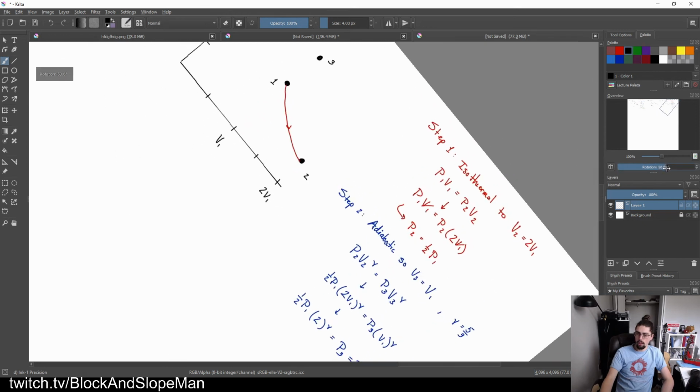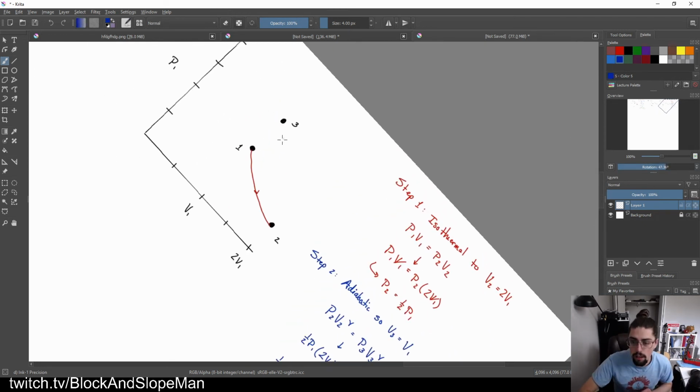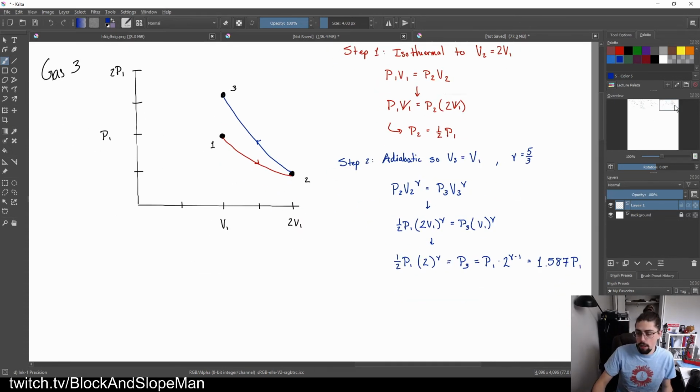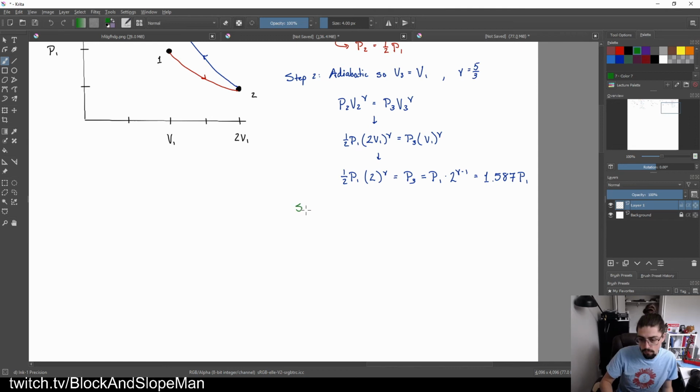Again, give it a little bit of rotation so I can draw this properly. And we'll go something like that. Okay? Now, we are going to go the other direction, right? We're going to compress this thing isothermally. So what we know is we're going to go all the way up to 2 times P1. So isothermal, so P4 is equal to 2P1.